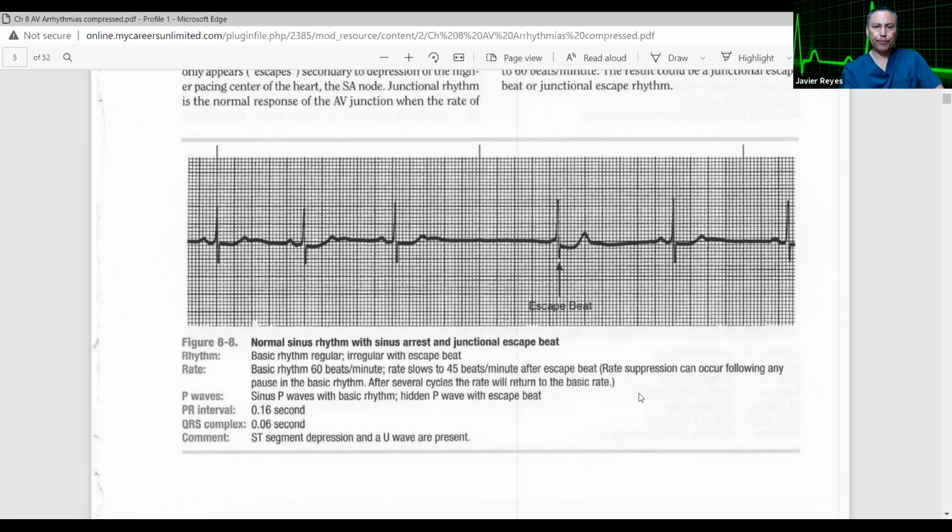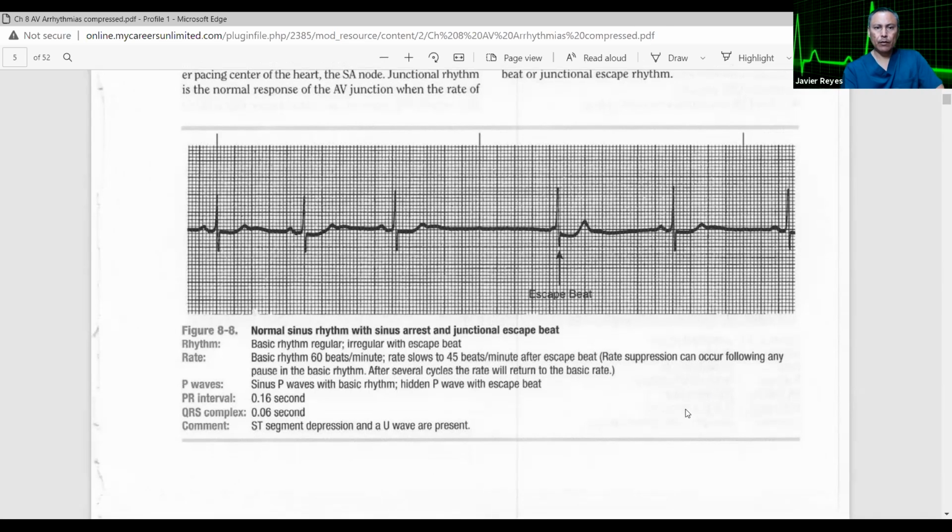Basic rhythm, 60 beats. What is it? 30, 40, 50, 60. So we call this a normal sinus rhythm with sinus arrest and a junctional escape beat.